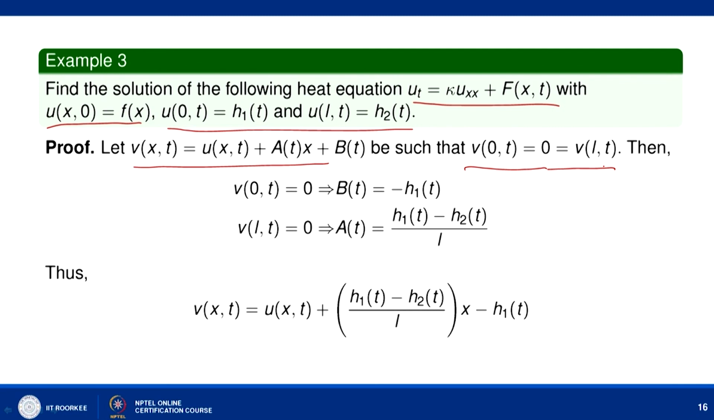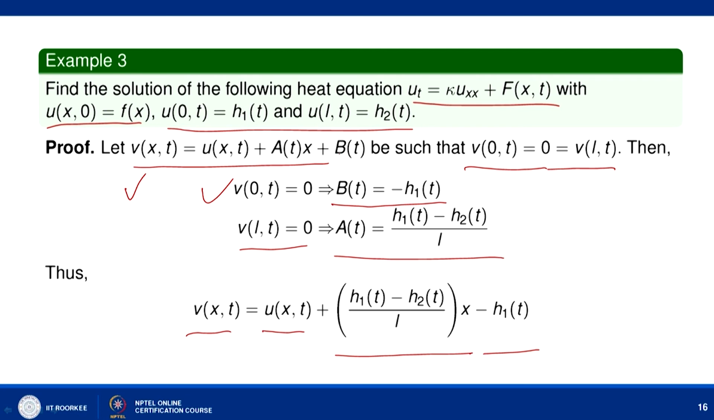So this we can find out by writing V(0,t) equal to 0. This implies that B(t) is equal to minus H1(t), and V(l,t) equal to 0 means that A(t) is coming out to be (H1(t) minus H2(t)) divided by L. So V(x,t) we can write as U(x,t) plus A(t)x minus H1(t). So once we have V(x,t), if we define V(x,t) as U(x,t) plus A(t)x plus B(t), the boundary condition must be homogeneous.